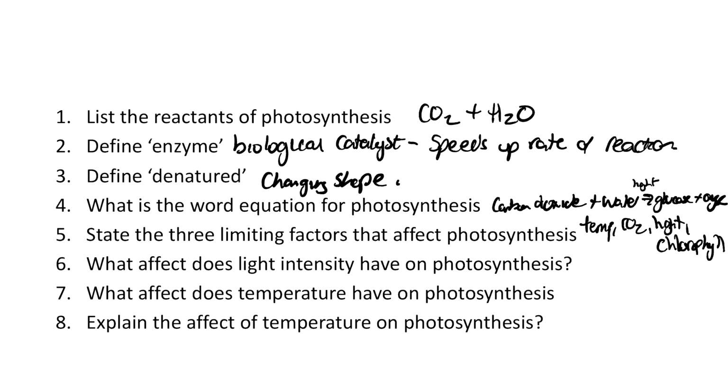And finally, explain the effect of temperature on photosynthesis. Well, I've kind of done that just then. As we initially increase the temperature, the enzyme and the substrate have more energy, so they're colliding a lot more frequently. However, that is until it gets to its optimum, where it then starts to fall. That is because the enzyme starts to denature, so the substrates no longer fit into the enzymes, so the rate of reaction falls to 0.